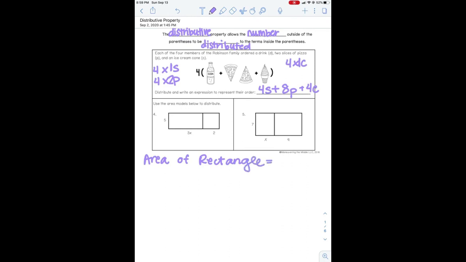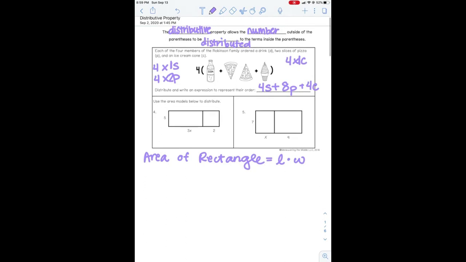So thinking back to middle school, the area of a rectangle is the length times the width, okay? So looking at number 4, the width of my rectangle is going to be 5. And I'm going to split it into length 1 and length 2 since I've got 2 lengths. And my length 1 is going to be that 3x right there. And you guessed it, my length 2 is going to be the 2 that is on the second rectangle.